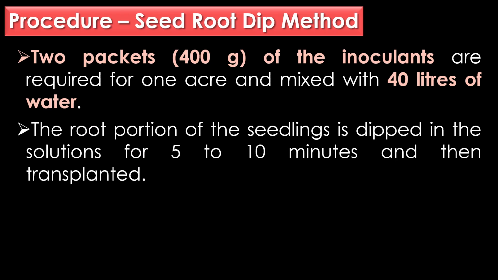Procedure for seedling root dip method. 400 grams of inoculant is required for one acre and mixed with 40 liters of water. The root portion of the seedlings is dipped in the solution for 5 to 10 minutes and then transplanted.